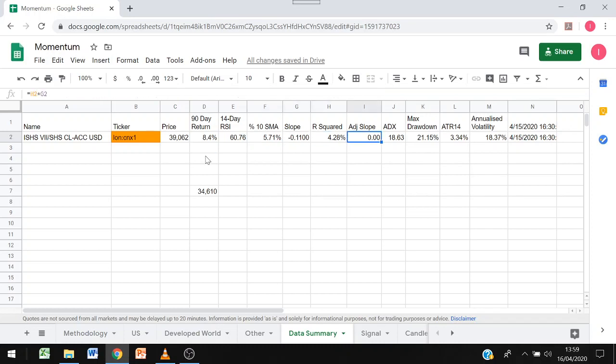Then I've tried to look at the trend. So the ADX is below 20, so it's not really trending. And then the slope over the last, I think it's about 100 or so trading days, is slightly negative. And then the R squared is very low.